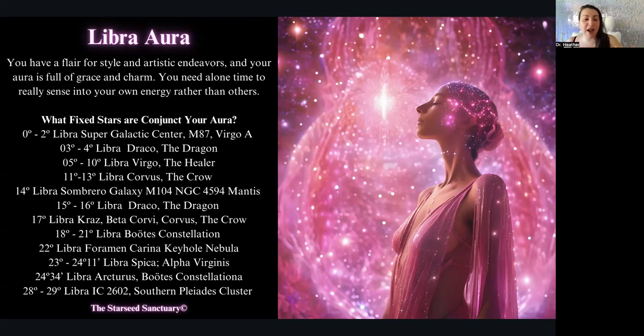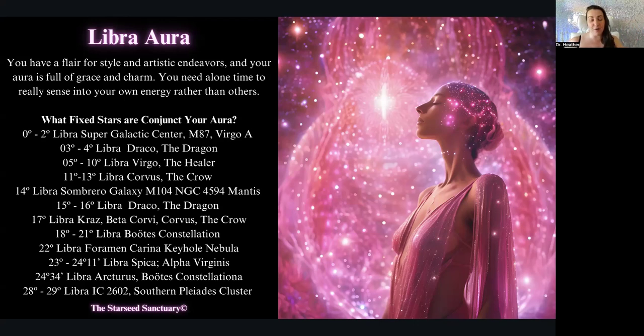And then 3 to 4 degrees of Libra is going to be your natal asteroid aura conjunct Draco the dragon. 5 to 10 degrees of Libra, it's actually going to be conjunct Virgo the healer. The fixed stars have moved about a whole sign in the last 2,000 years. That's why.